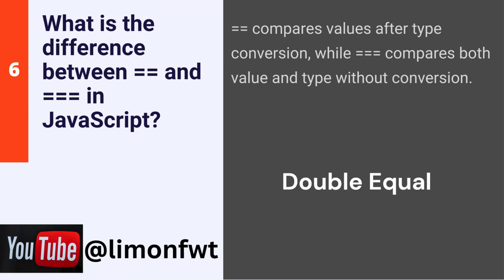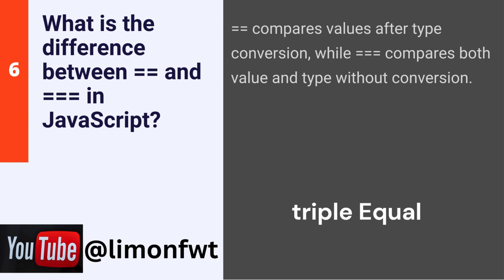What is the difference between double equals and triple equals in JavaScript? Double equals compares values after type conversion, while triple equals compares both value and type without conversion.